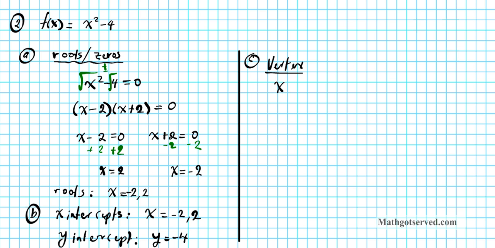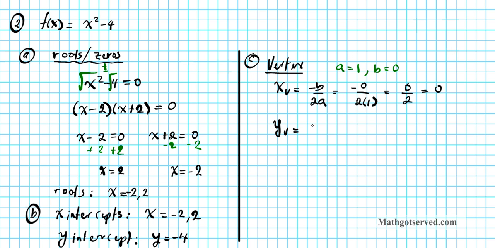All right, so to find the x-coordinate of our vertex, we're going to use -b over 2a. In this problem, a is 1 and b is 0. Notice there's no value with x behind it because b is 0. So if we plug that in here, we have -0 over 2 times 1, which is 0 over 2, which is 0. Okay?